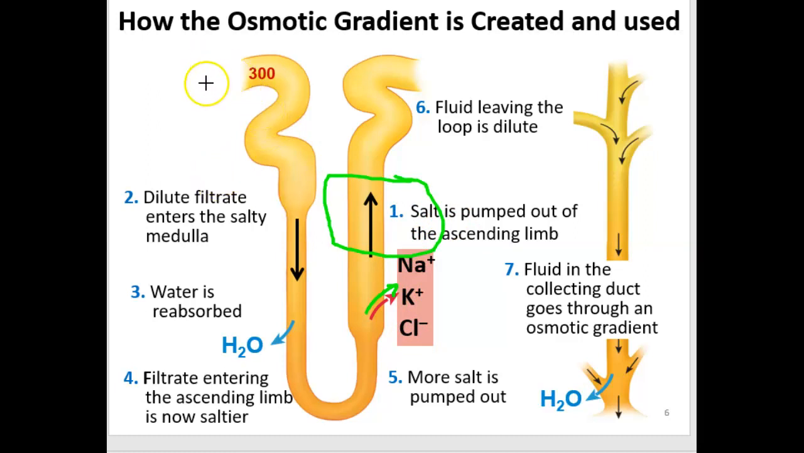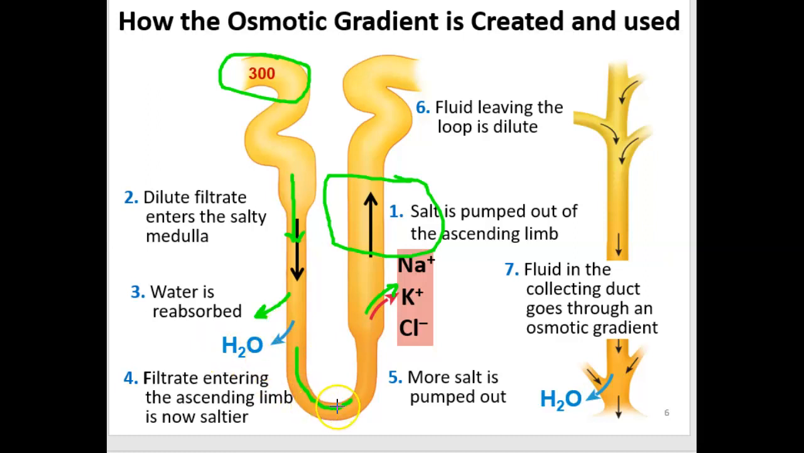Secondly, we have new filtrate that comes in, and it's rather dilute to begin with, much like the blood, although it doesn't have plasma proteins in it. And so it's even more dilute. And as this dilute fluid enters the descending limb, it's exposed to this concentration of ions, and that makes water be reabsorbed. So water's reabsorbed. The filtrate then that's entering this kink in the loop, I'll call it, is now highly concentrated, saltier.